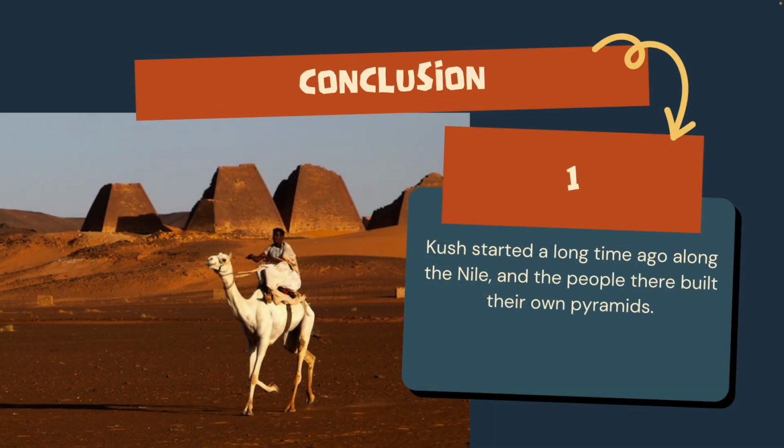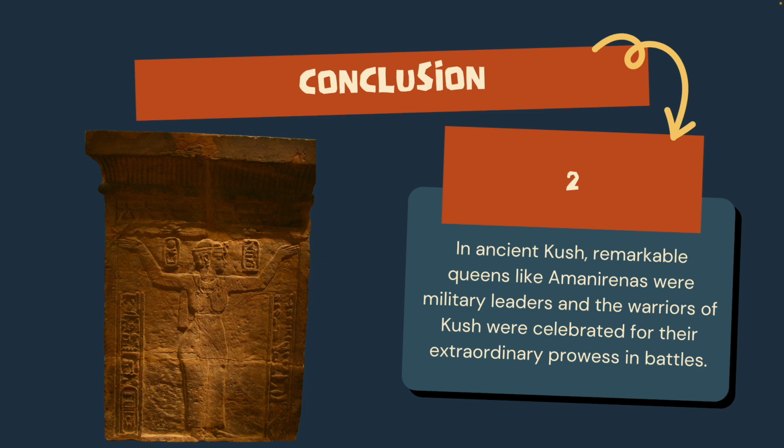All right, conclusion. So 1, we've learnt that Kush started a long time ago along the Nile, and the people there built their own pyramids. So 2, in ancient Kush, remarkable queens like Amanirenas were military leaders, and the warriors of Kush were celebrated for their extraordinary prowess in battles.